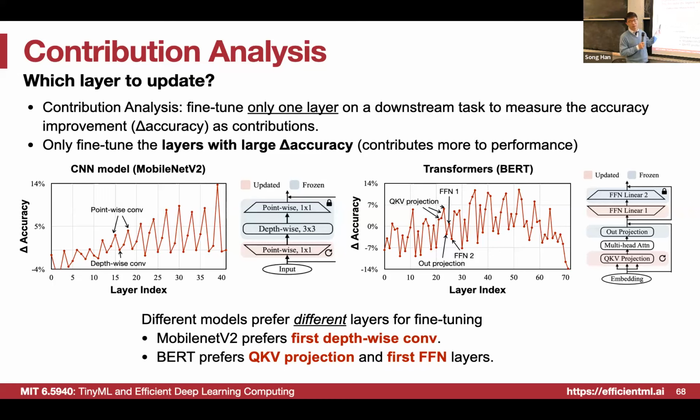This is the contribution, the delta accuracy, across layer 0 to layer 40. Some of the layers are contributing more. Some early layers are actually contributing negatively if you fine-tune them. The last layer here is actually contributing a lot. So we should fine-tune those layers, right? Those layers whose contribution is more.